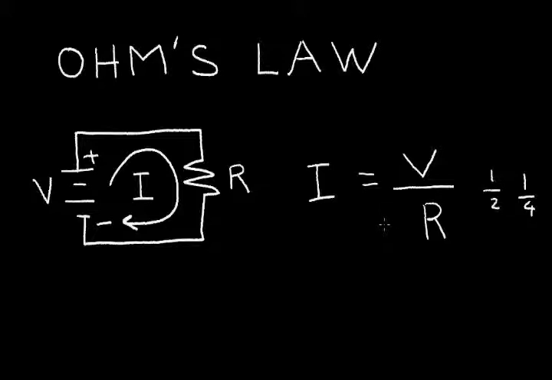So let me erase this. If you ever forget Ohm's law, just remember solving for current. Now, in our simple circuit, if we increase the voltage, we increase current. So we have a direct relationship. Voltage goes in the numerator. If we increase the resistance in the circuit, current goes down. So it's an inverse relationship.